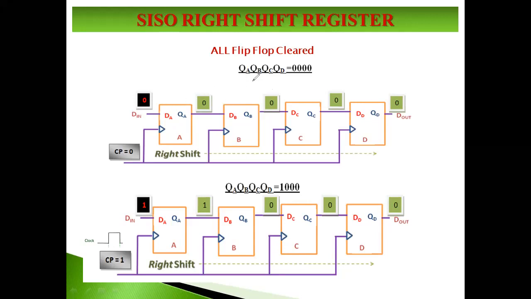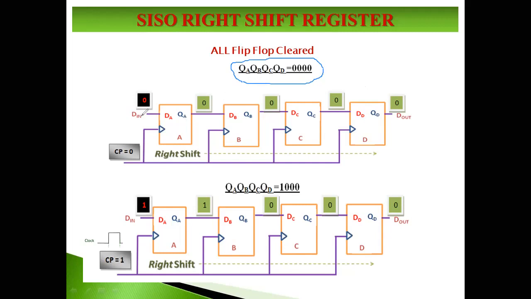Now at the starting, we have to confirm that all your registers are 0, because we know a flip-flop is a storage element. So first you have to clear all the data. I am making all the flip-flop outputs 0. So QA, this is your first bit, QA, QB, QC, QD. All the 4 bits have become 0.